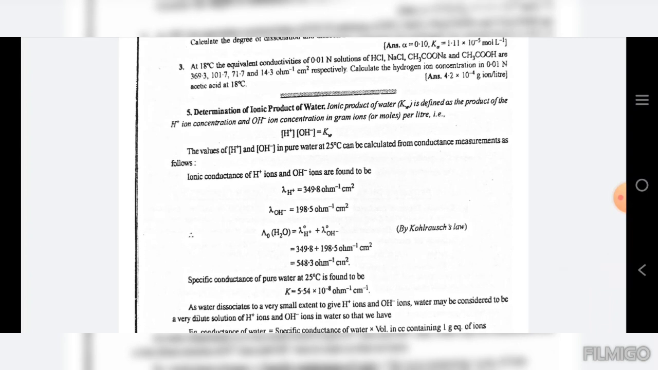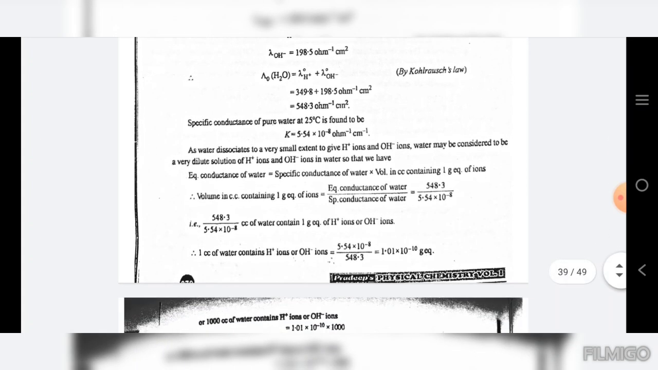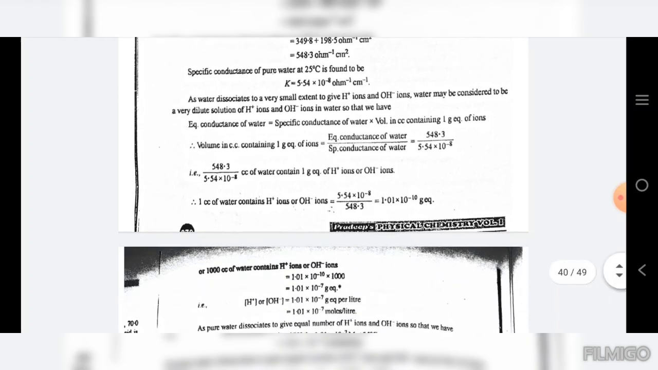Determination of ionic product of water. Ionic product of water is defined as the product of the H+ ion concentration and OH- ion concentration in gram ions or moles per liter. As water dissociates to a very small extent to give H+ ions and OH- ions, water may be considered to be a very dilute solution of H+ ions and OH- ions in water, so that we have.